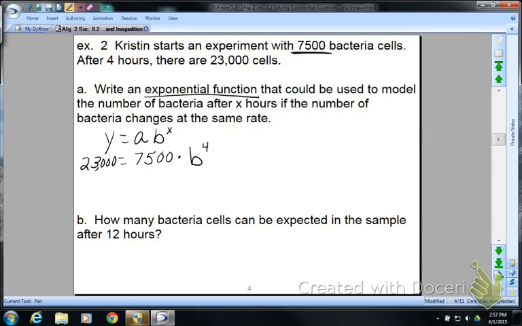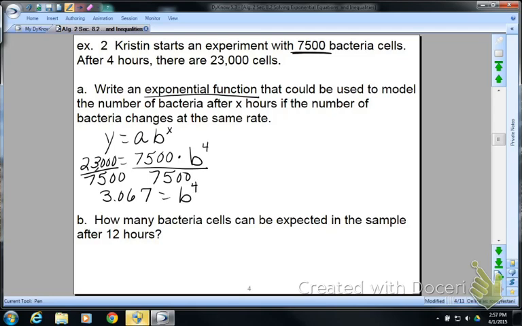Now we have to solve for B, so what would we have to do first? We're multiplying by 7,500, so to get rid of it, we have to divide by 7,500. Now, when you do that, I would go to the third place value. So that's 3.067 is equal to B to the 4th power.